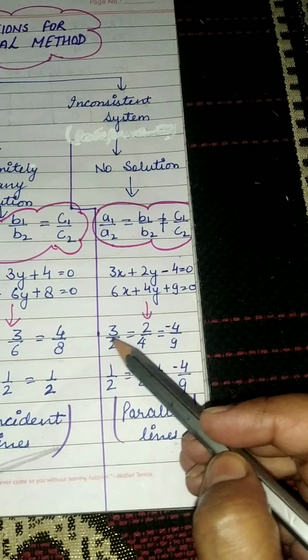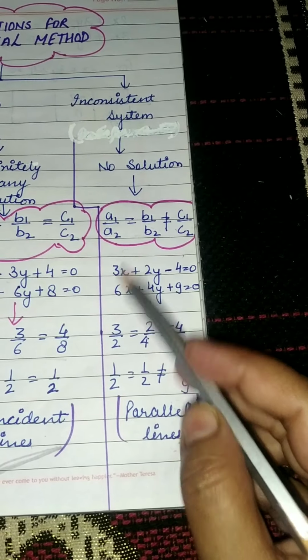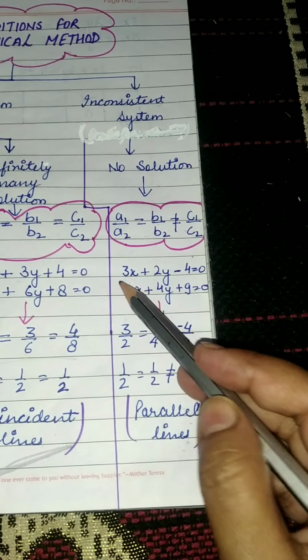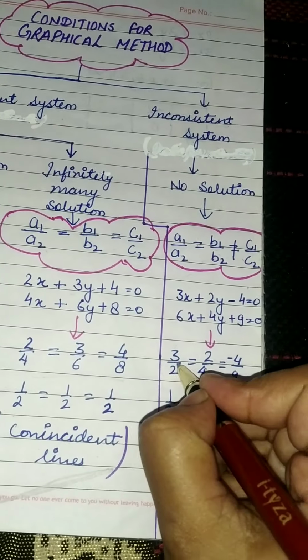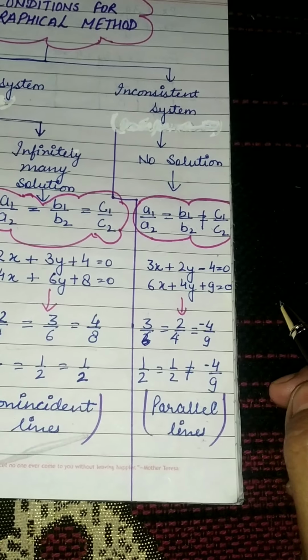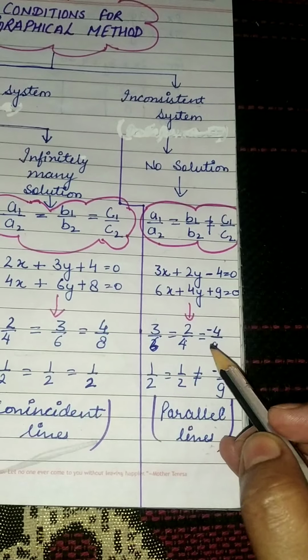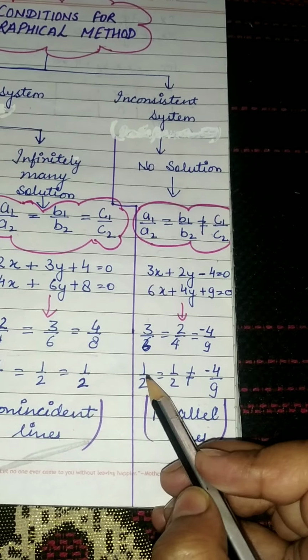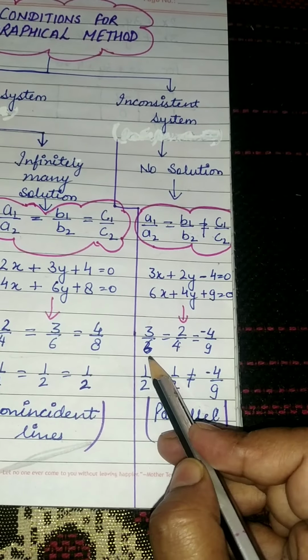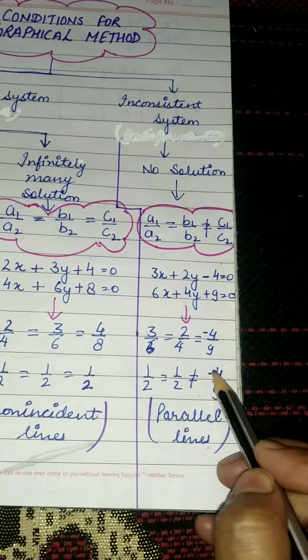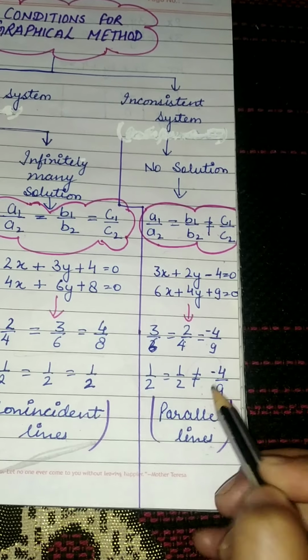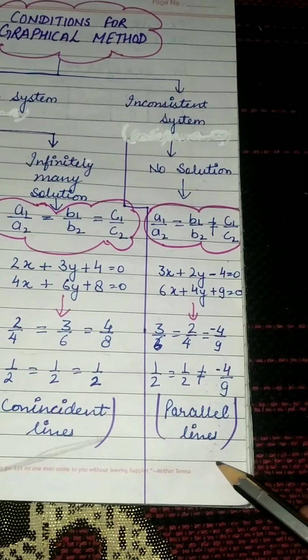Now in the third one, we will check the ratios: 3 upon 6, 2 upon 4 and minus 4 upon 9. If you simplify them, these two ratios are equal, but after simplifying, the third one is not equal. It means there is no solution and the lines are parallel.